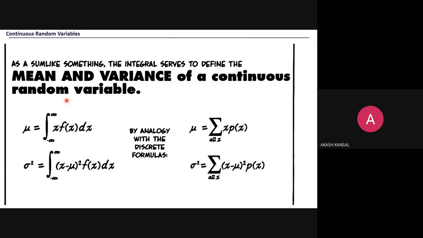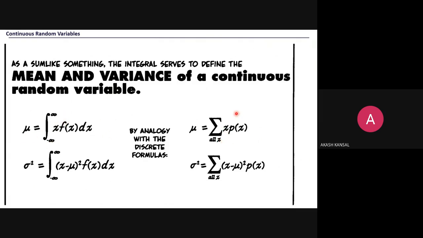Now, let's talk about the mean and variance of a continuous random variable. If we look at the mean, we had discussed earlier that the mean is x into p(x), but that is modified here for a continuous random variable. It will be modified to x f(x) dx, where f(x) dx is equal to p(x), and you integrate it from minus infinity to infinity, then you get the mean.